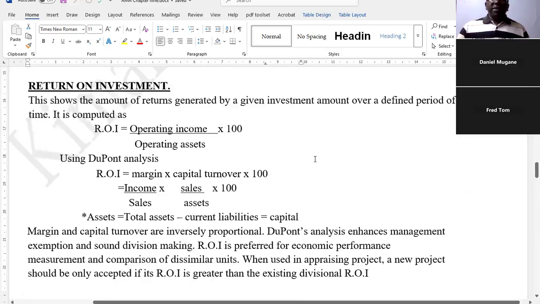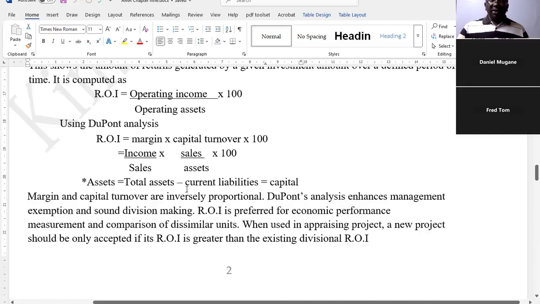Now, the return on investment, which you have mentioned, shows the amount of returns that are generated by a given investment. And this is how it's computed. Operating income, you divide by the operating assets. And using something we call DuPont, a guy who suggested that these two can be broken further, we have margin and capital turnover, where margin is income over sales. Then capital turnover is sales over assets. And remember, assets that should be used is total assets less current liabilities. That's also what we call capital.